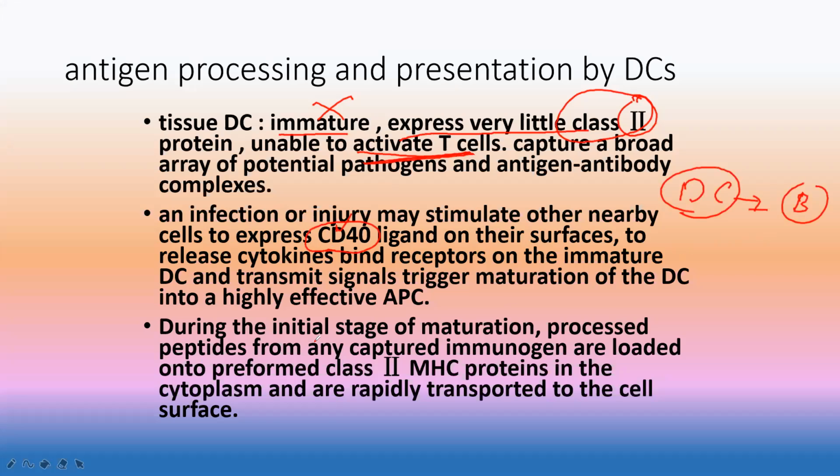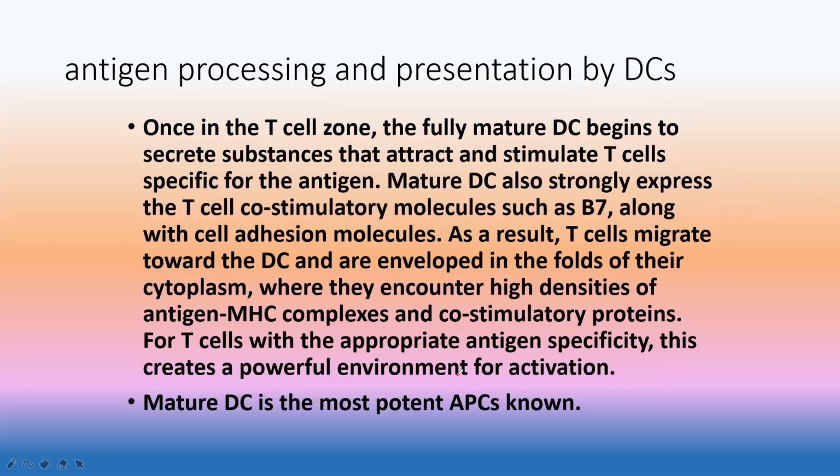When the dendritic cell becomes mature. An immature dendritic cell has just very low MHC2, so it's not able to present antigen. When it becomes mature, the dendritic cell captures antigen, loads antigen on MHC2 and presents to the CD4 cell. Clear? So a mature dendritic cell presents antigen, not immature. Clear or not?